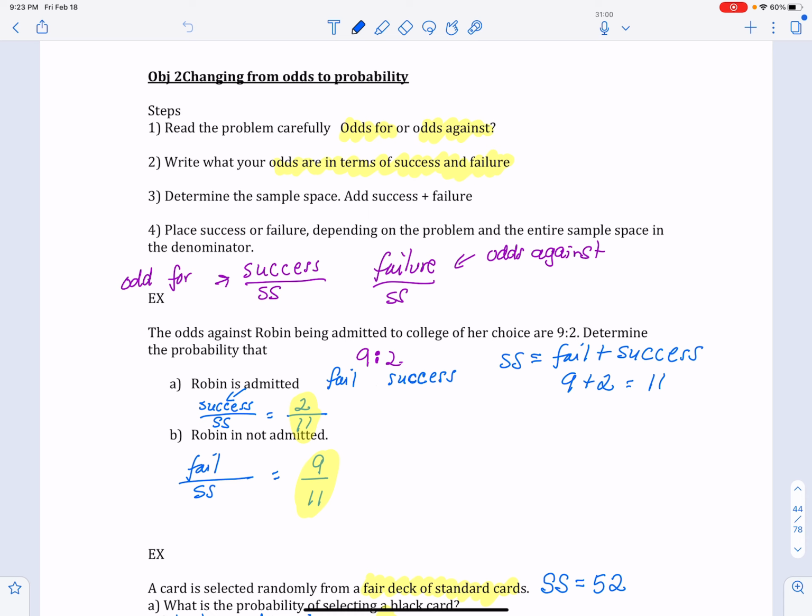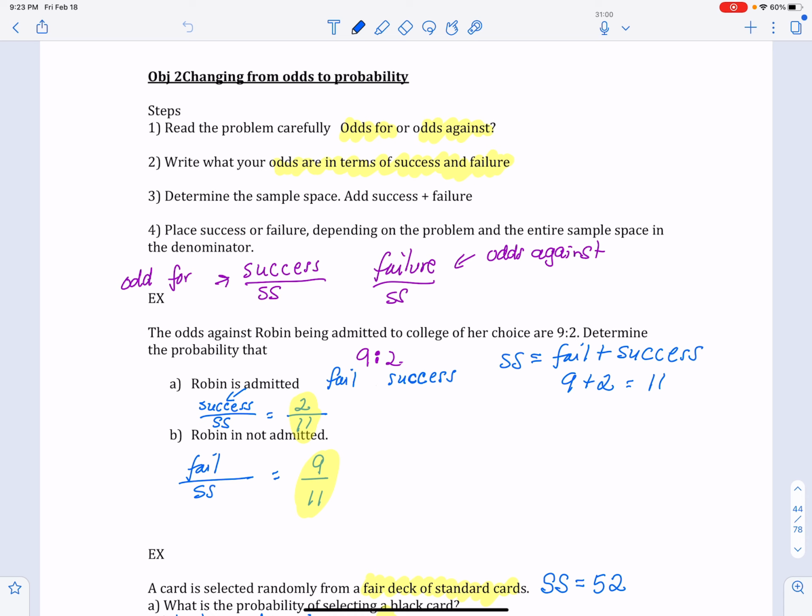Write what your odds are in terms of success to failure. Then determine the sample space. Remember, to get your sample space from odds is you add the success plus the failure. Place the success or failure, depending on the problem, and the entire sample space in the denominator. So odds for would be success over the sample space, and odds against is failure over sample space.